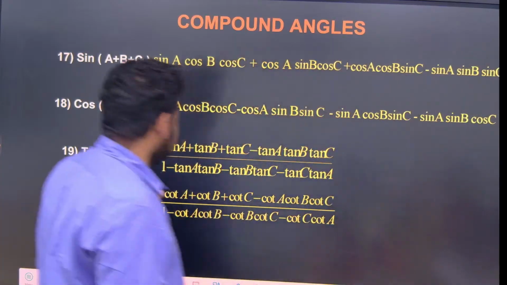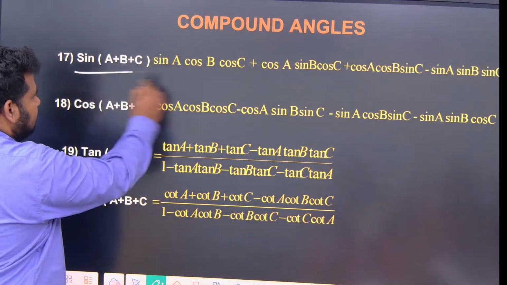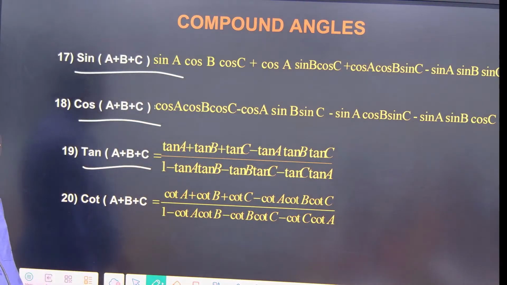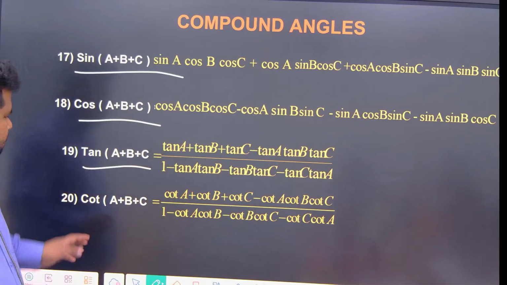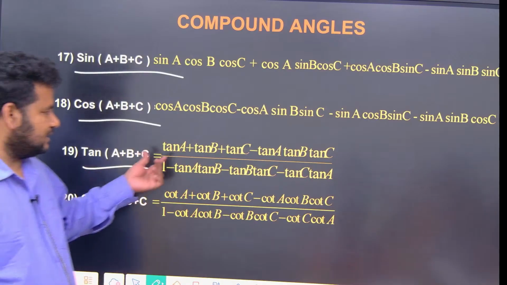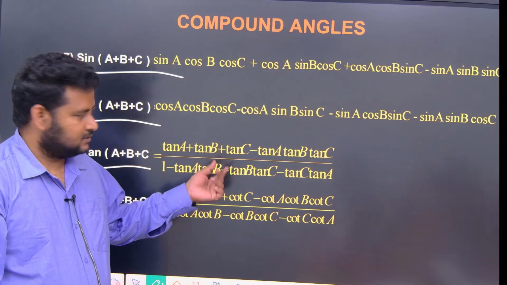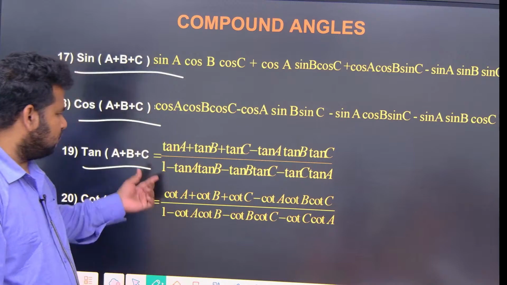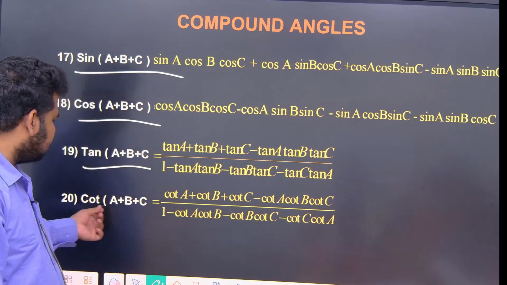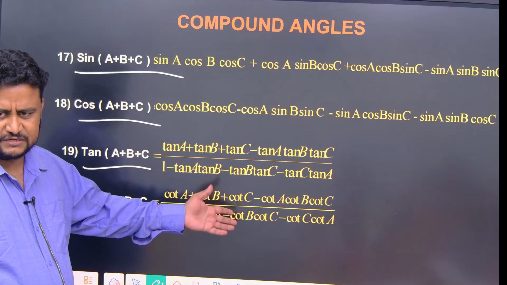This is the most important thing. So no need to worry about this, no need to worry about this. This is the important thing: A plus B plus C. You drink water, ma? Okay. See, tan of A plus B plus C. The formula is tan A plus tan B plus tan C minus tan A tan B tan C, divided by 1 minus tan A tan B tan C. Okay. Cot of A plus B plus C, same thing. It goes the reverse way.